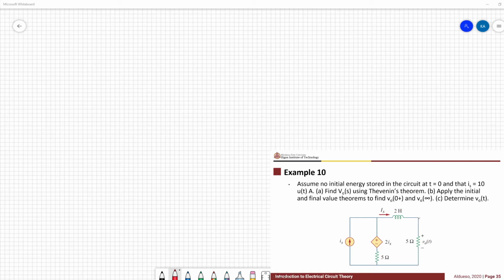So first, let's apply Thevenin's theorem by finding the equivalent circuit across these terminals. Let's label this as terminal A and B. Converting the circuit to the frequency domain, we have 10 over s, and for the dependent source, which is Ix, we have 2s.